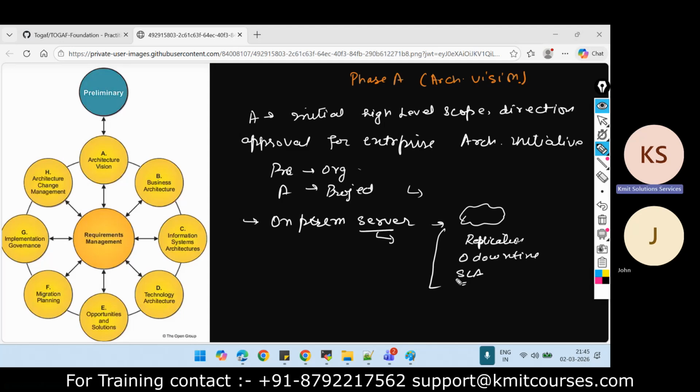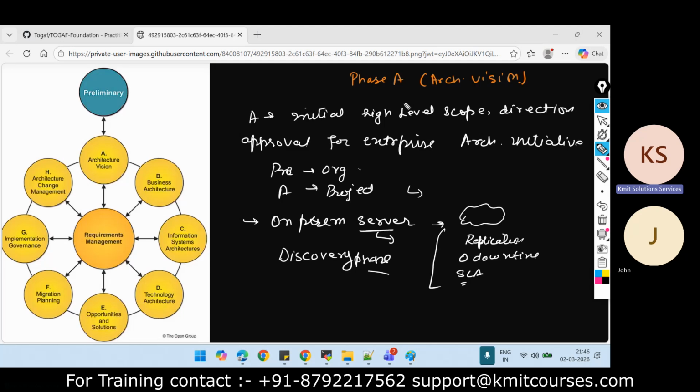So we also call this phase the discovery phase. This is known as the discovery phase, where initial concepts and strategic objectives are defined or identified. Do you understand what the architecture vision is? Let me repeat one more time. This is the foundation for the architecture work.